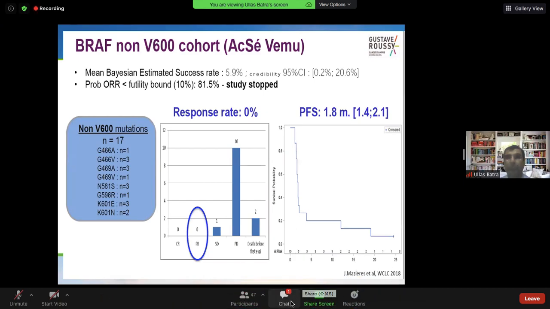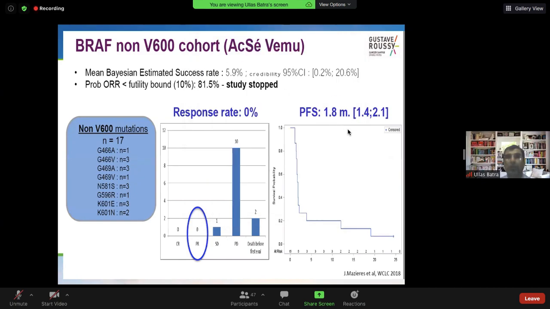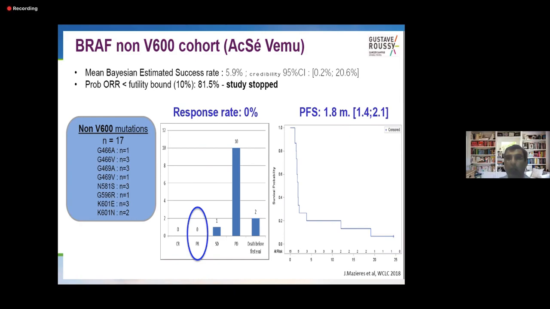Now, what happens to the non-V600E cohort? A lot of times you will get an NGS done which will show a non-V600E. If you can see over here, this drug does not respond in a non-V600E mutation. That is something which you have to see very, very properly.